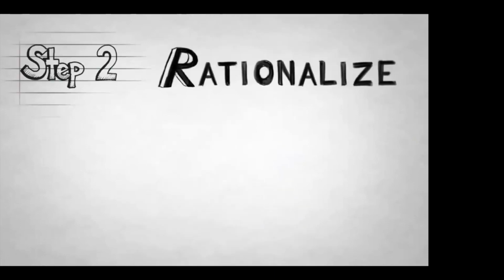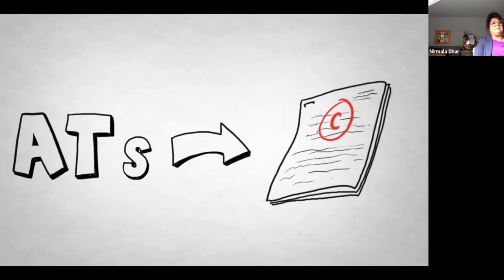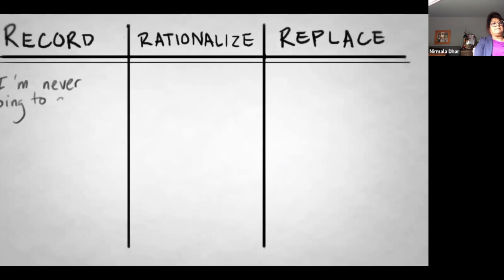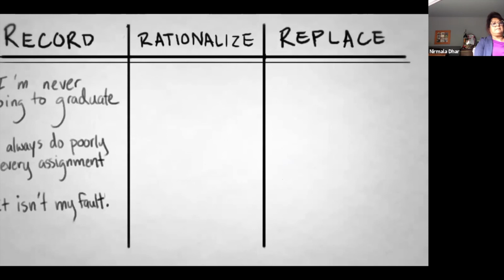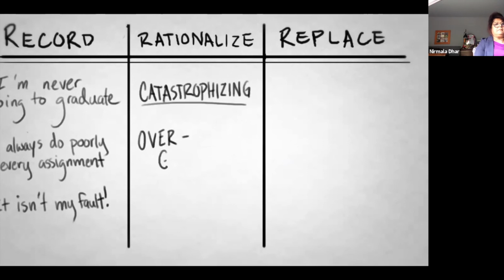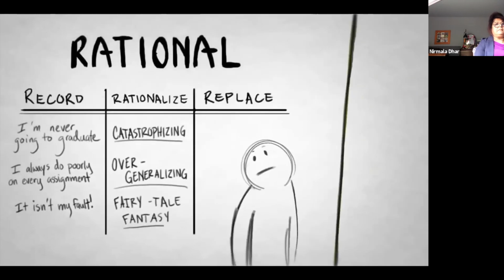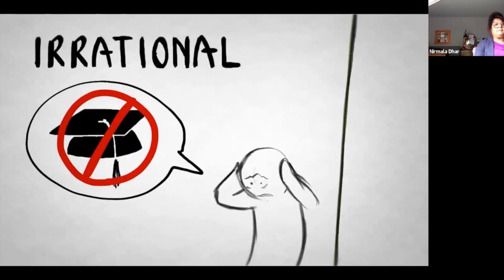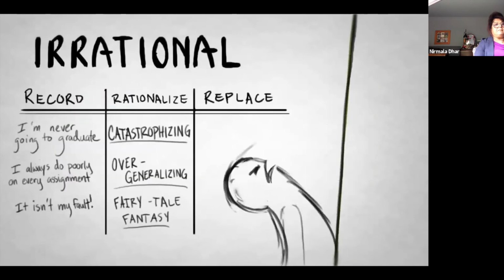Step 2, rationalize. Now it's time to think about the automatic thoughts associated with the event. Pause and print this chart. In column 1, write down each AT you had about the upsetting event. For example, I am never going to graduate. In the second column, try and label each distortion. Some ATs might be rational, but most won't be. They'll most often fall into one of the categories we discussed. I am never going to graduate falls into the category of catastrophizing.